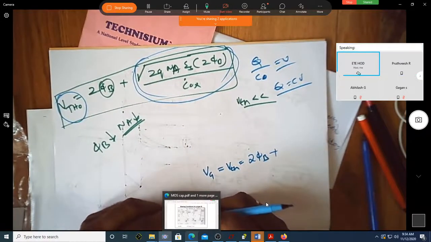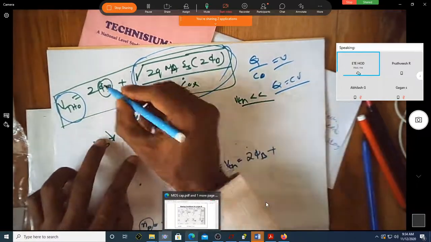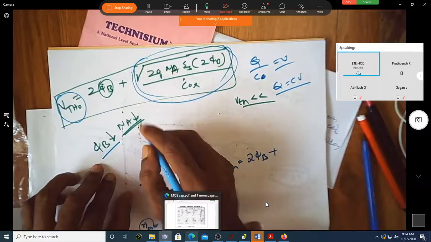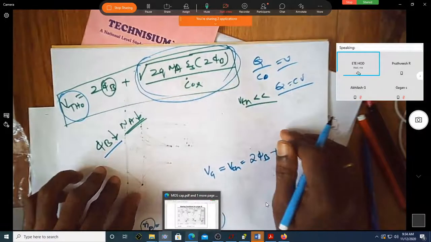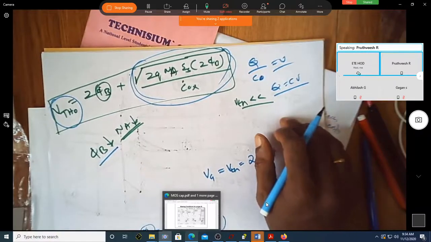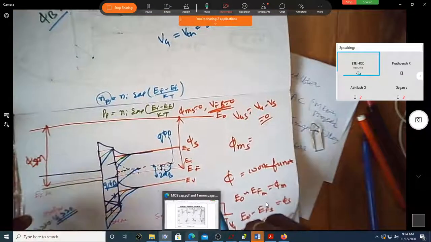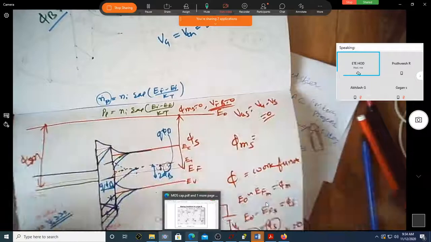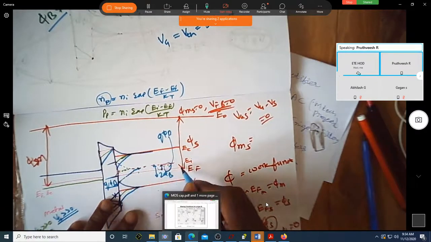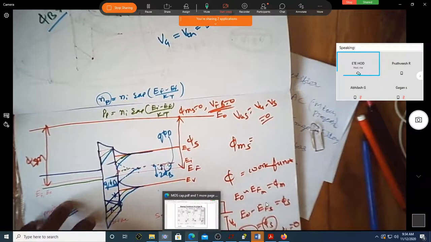And this phi b will be lesser and lesser if the doping concentration is lower and lower. If the doping concentration is more, this EF, whatever you have, will keep coming down.